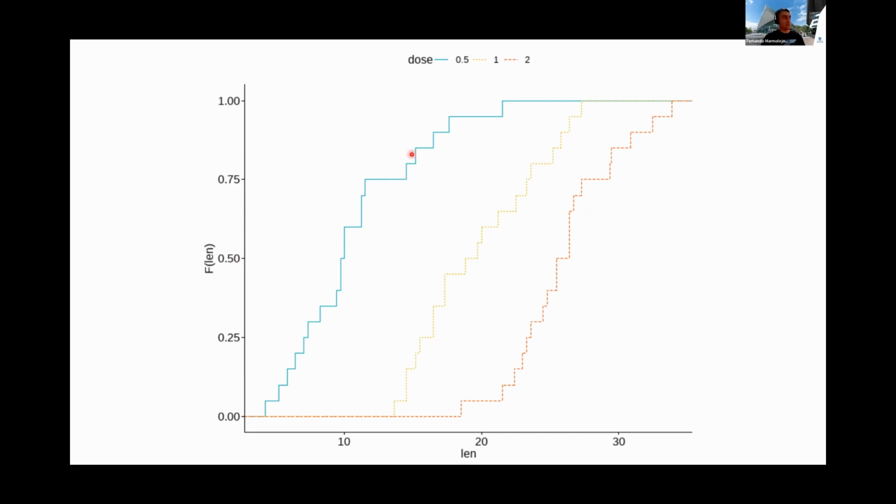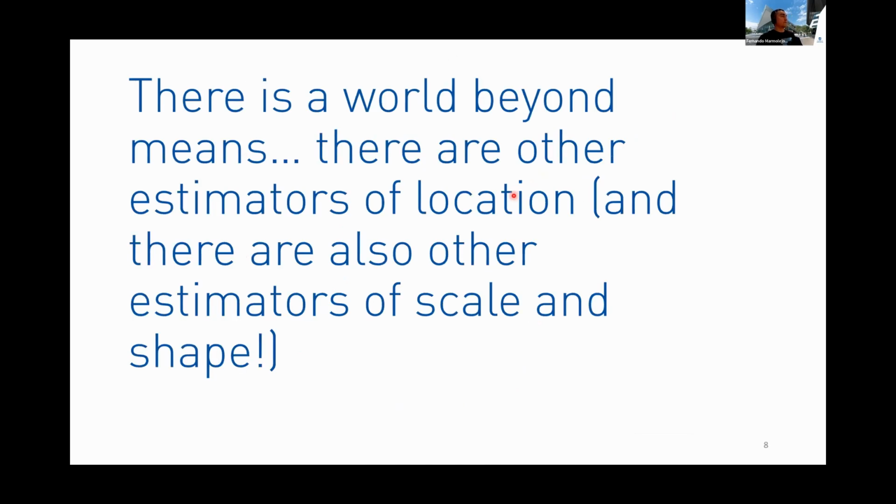And actually, this is an approach that is visually close to what Vanessa was talking about. She was talking about quantile regression. This is a way to present data in relation to a particular approach. All right, so there is a world beyond means, and there are always estimators of location, like for example the median, but there are also other estimators of scale and shape.